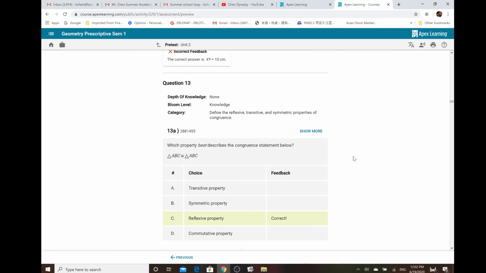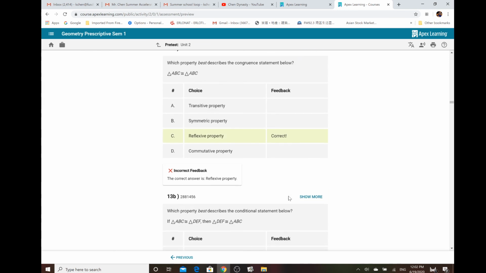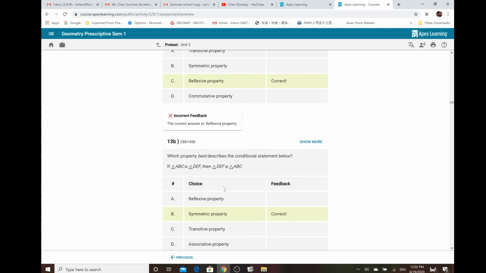Which property best describes the congruent statement below? Triangle ABC is congruent to triangle ABC. If that's the same triangle, that means the reflexive property. Anytime you see the same element appear, it's considered the reflexive property. A symmetric property involves two different elements. Triangle ABC is congruent to triangle DEF, which is the same as triangle DEF being congruent to triangle ABC. It's symmetric, showing a symmetrical relationship.